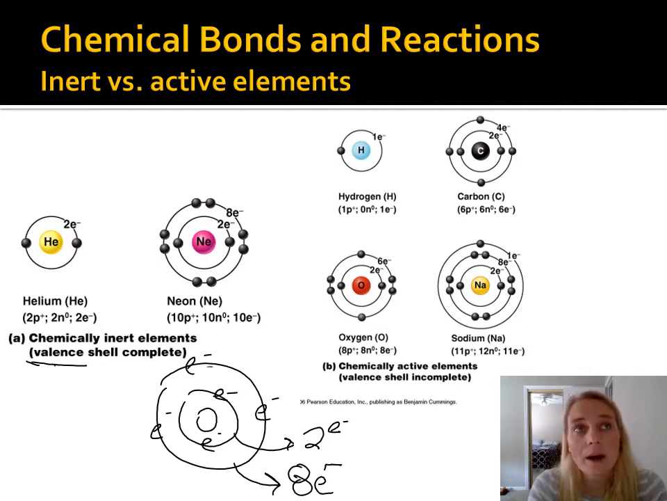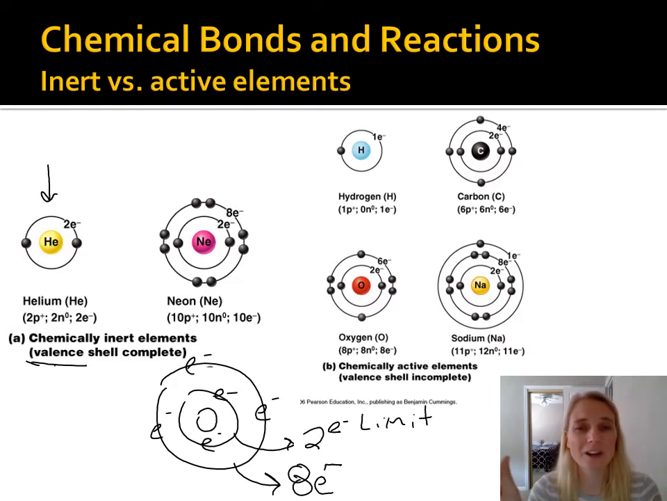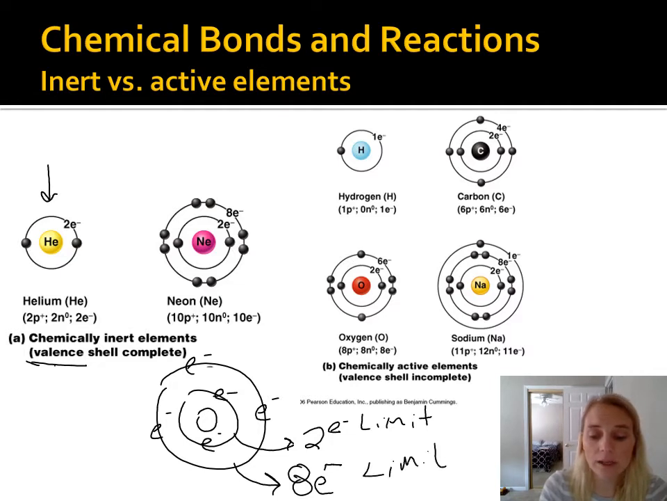So when we talk about atoms bumping into each other and maybe reacting or not reacting, what we're looking for is how full is that outermost shell. If the outermost shell is just that first shell, like here in the helium atom, if it has those 2 electrons, so this is its limit, if it has 2 electrons, it's happy. That's what it wants. That's its limit. Any other shell, it's looking to fill that outer shell with 8 electrons.